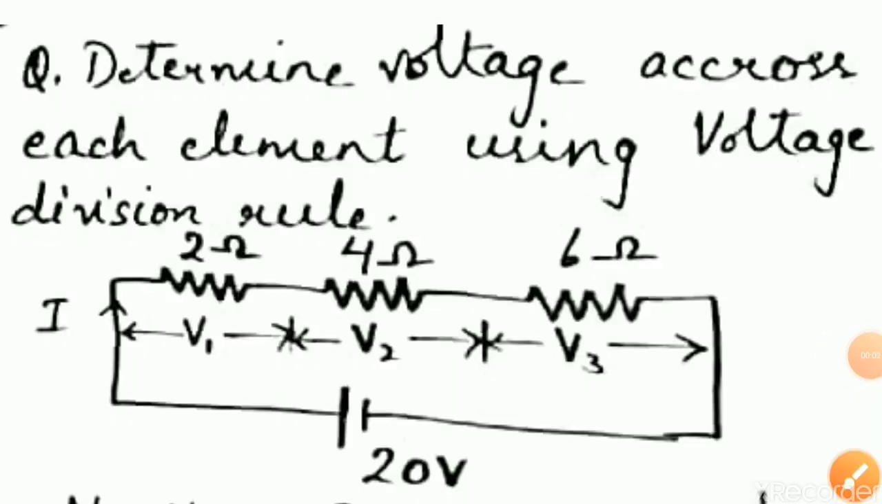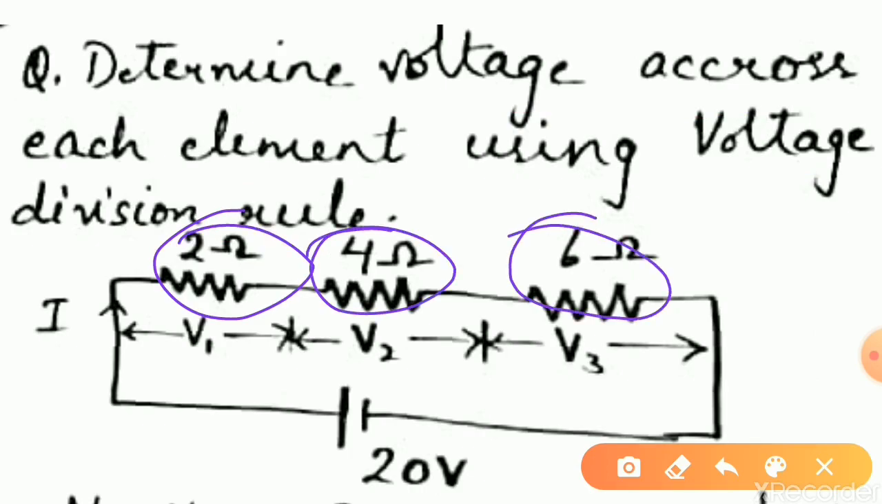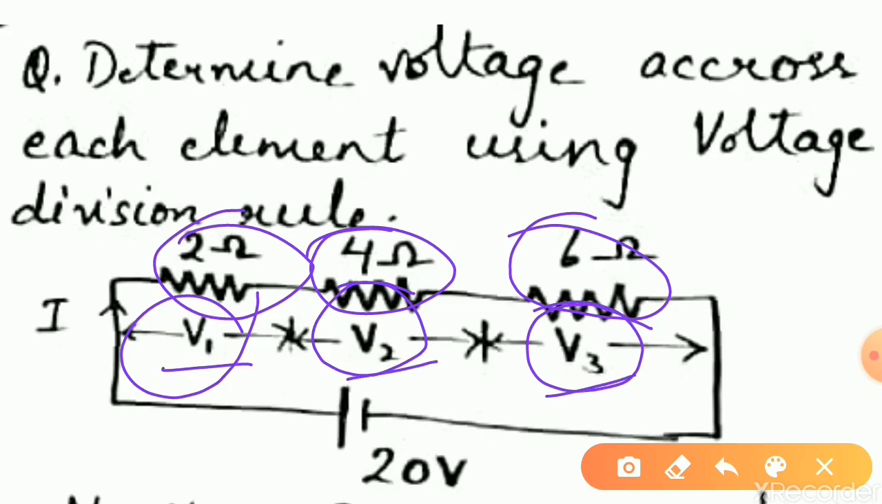Let us go through a numerical. Here we need to determine the voltage across each element using the voltage division rule. The elements present here are 2 ohm, 4 ohm and 6 ohm resistors. We need to find the voltage across each element, that is, across 2 ohm is V1, across 4 ohm is V2 and across 6 ohm is V3. Current flowing through the circuit is I and we have a battery of 20 volt.